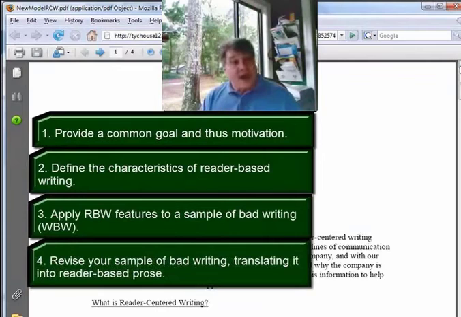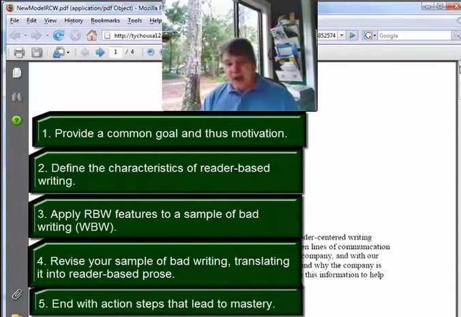Four, revise that piece of bad writing, translating it into a good model for your staff. Five, end up with action steps, telling them exactly what you want them to do to their writing and providing training for them so that they can further master these techniques. Okay, that is paper number 2.